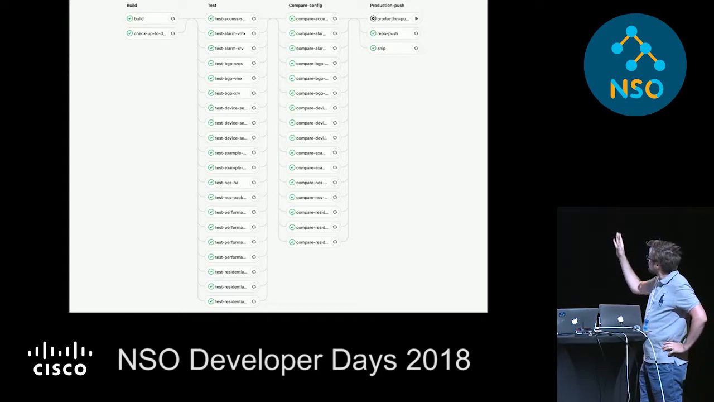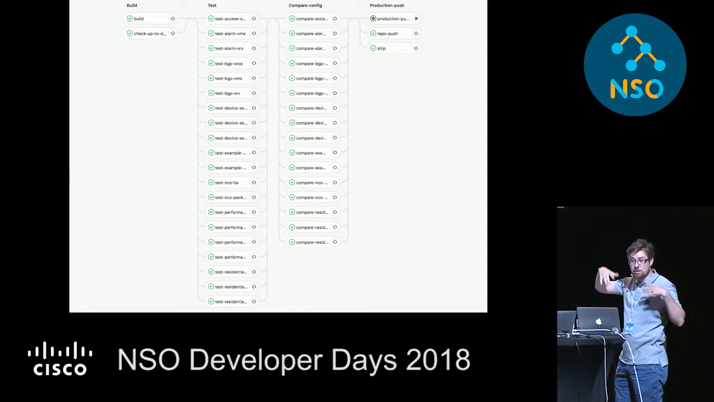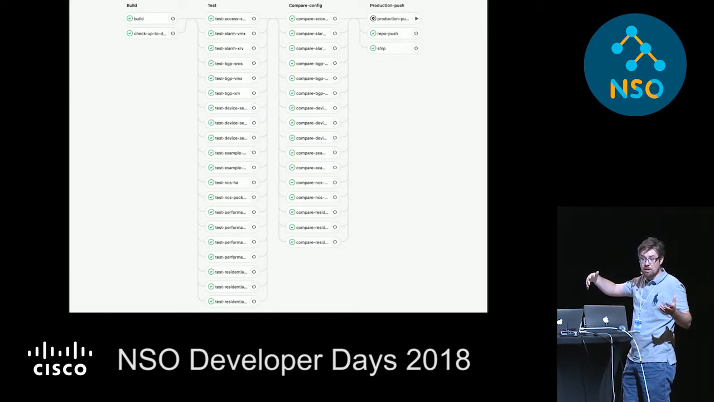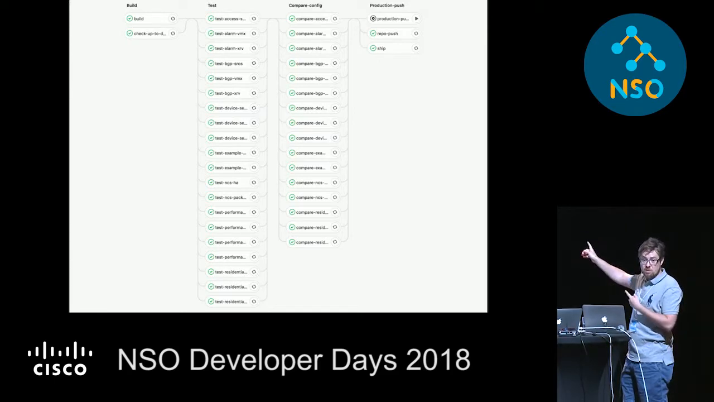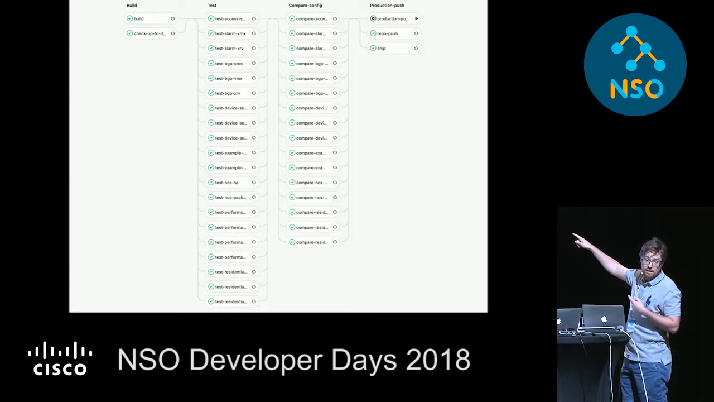So what is important is the next column here, the test stage, right? This is where all the interesting stuff happens. All the things I just talked about, all the virtual routers that we spin up, all the testing that we do, that's what happens in this column. Each and every one of these jobs will spin up a virtual network. It will spin up an NSO instance, at least one NSO instance, and then it will perform testing on that.